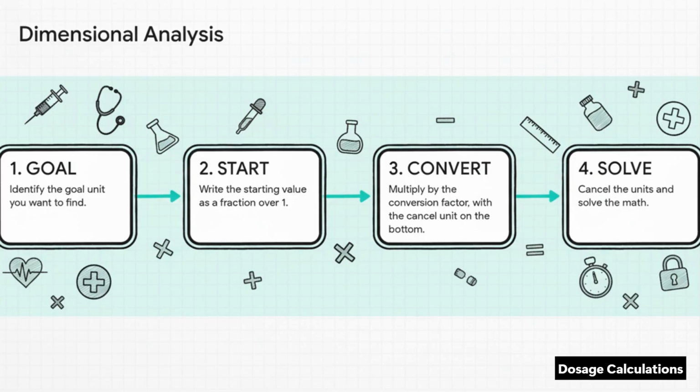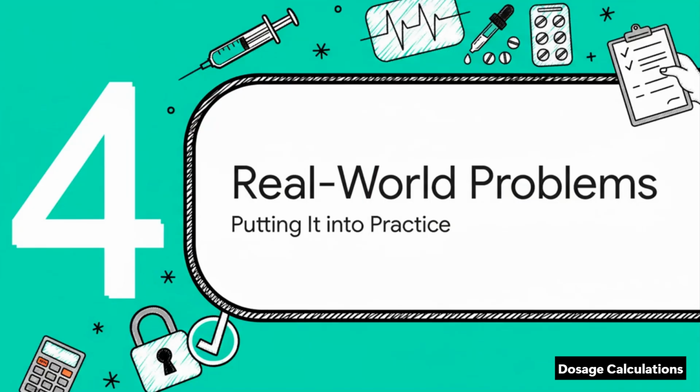Just write that number as a fraction over 1. 3, and this is the key, you multiply by your conversion factor, but you set it up so the unit you want to get rid of is on the bottom. And 4, you just cancel out the matching units on top and bottom and solve whatever math is left. It's that simple. Okay, theory is great, but practice is where it really sticks.